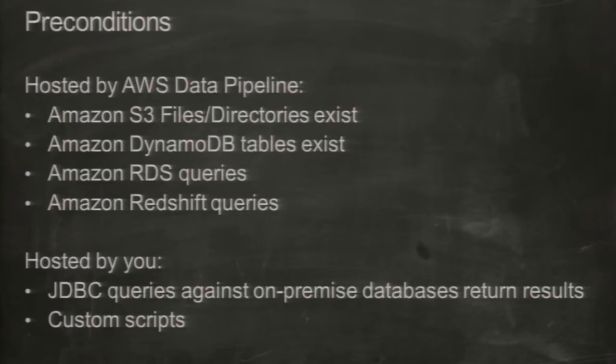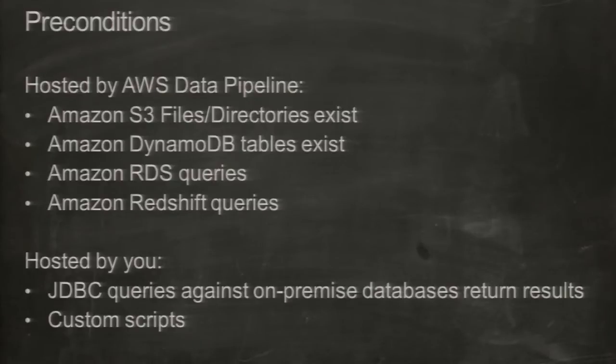So for ones that rerun, we can check for existence of S3 files or directories. We can check for existence of data in Dynamo. And then we can run queries against RDS or Redshift. So for example, you could say, this data is available once this RDS query returns at least 100 rows. Or my data is available once I see my last hour of web server logs in S3.